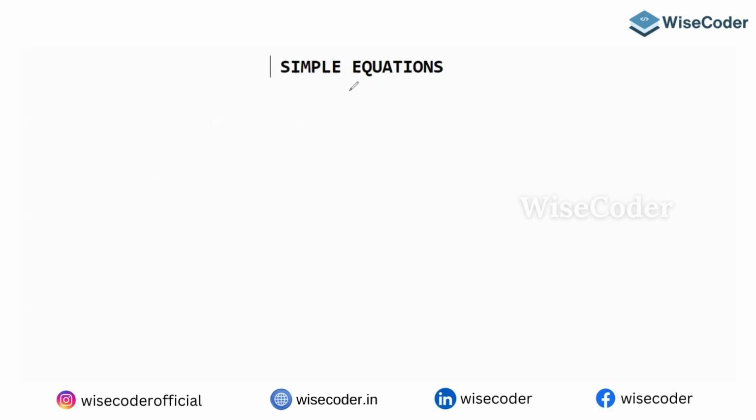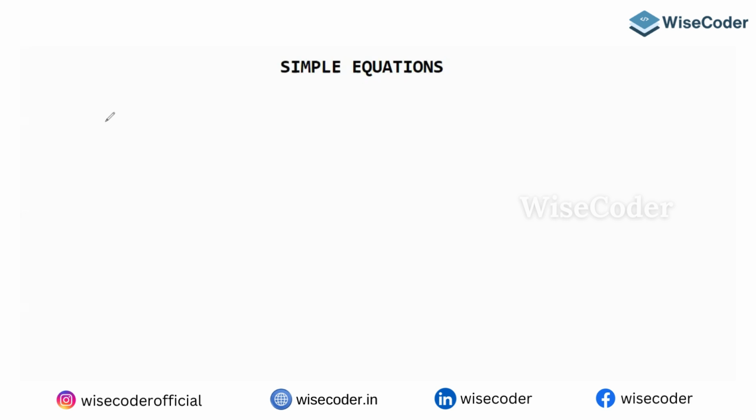A simple equation will have only one unique solution. Because in the case of a quadratic equation, if you find the roots, you will get two answers: one positive value and one negative value.